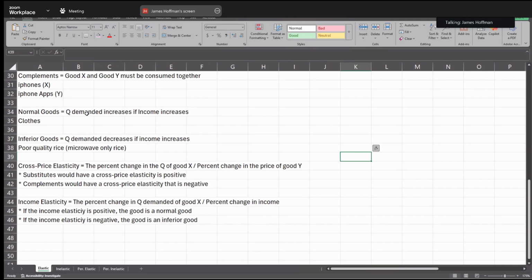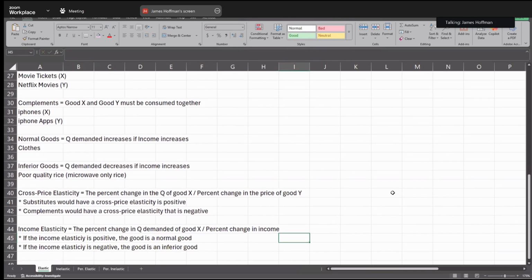If income goes up, demand goes up, right? This metric has to be positive. If income goes up and demand goes down, the metric has to be negative. So just knowing the sign of these two elasticities will tell you if they're substitutes or complements or normal goods or inferior goods. Okay, and I'll do some graphical examples. Any questions on these thus far? Good.